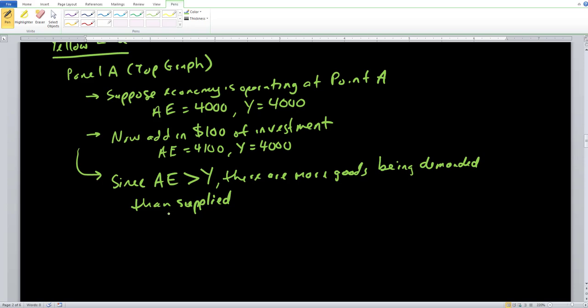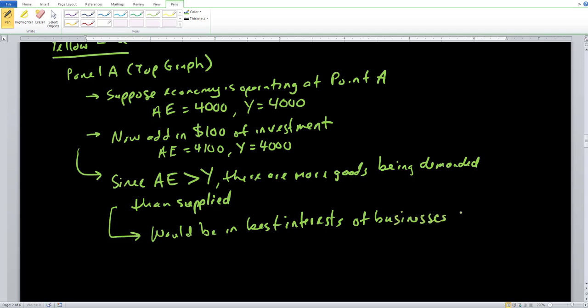If this is the case, what would be in the best interest of firms and corporations to do? They notice that there's a lot of spending going on within the economy, but there's not enough supply to go around. Firms and corporations would be incentivized to supply more in order to get rid of the shortage. And that's exactly what they would do. It would be in the best interests of businesses to produce more.